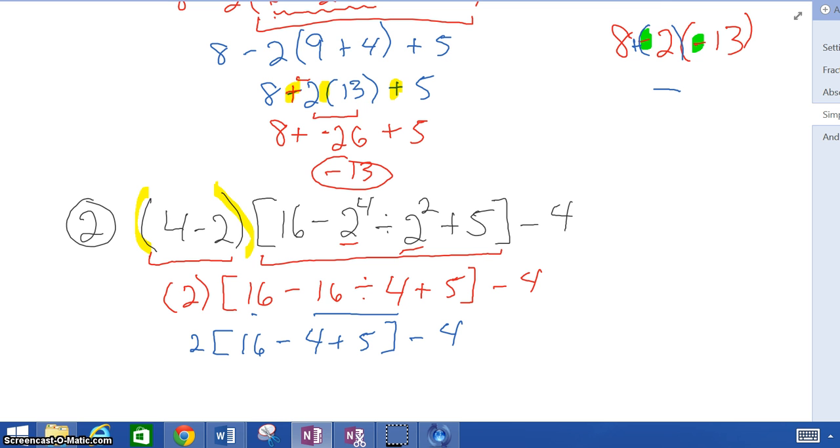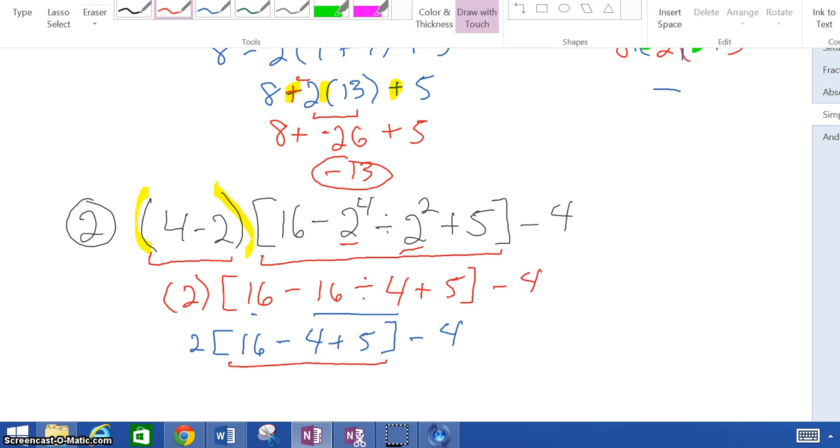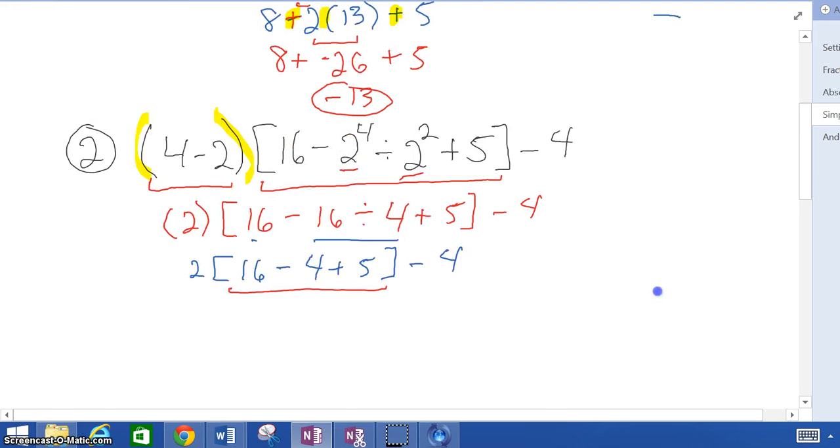On the inside, I'm still simplifying these parentheses. So this set of parentheses now becomes 16 minus 12. 12 plus 5, which is 17.